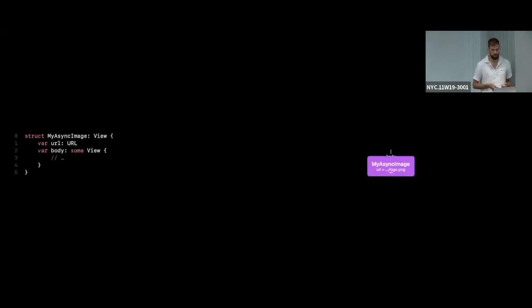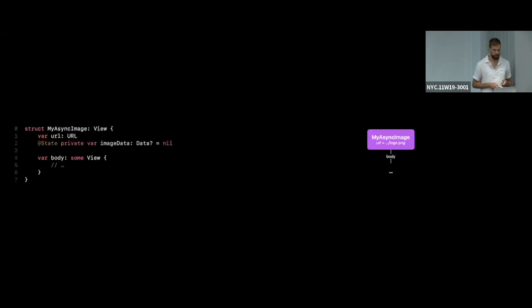Now it needs to expand the body of my async image. So that's the next step that happens. I created a very simple skeleton here. It has only the URL property and an empty body. The first thing we'll do, because we need to start loading data here, is create a state property. That looks like this, and we initialize it with nil.